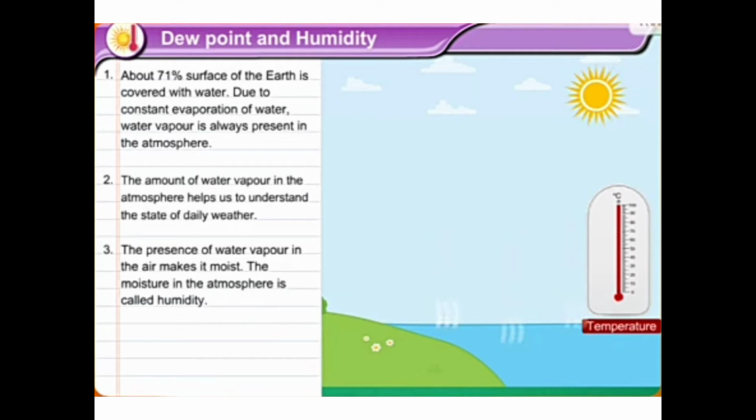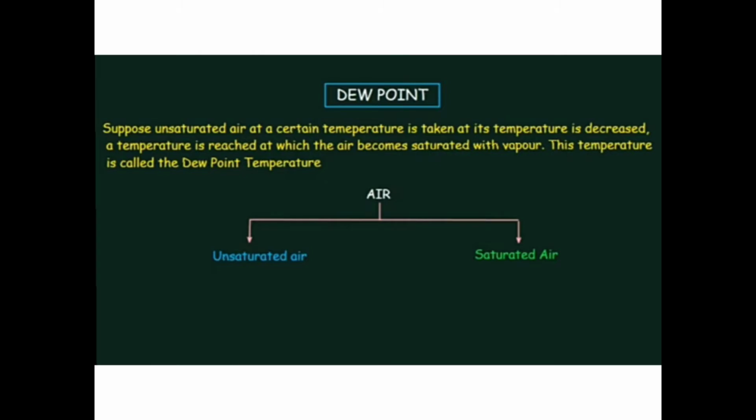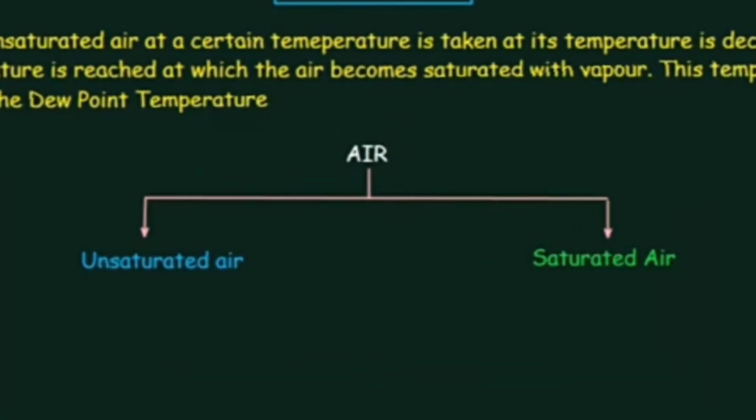The water vapor in the air makes it moist, and the moisture in the atmosphere is called humidity. How much water is held by the air is called humidity. Now, to understand the dew point, children, let us understand unsaturated and saturated air. Remember one thing, children: air has a capacity to hold water. It absorbs the water. Okay.